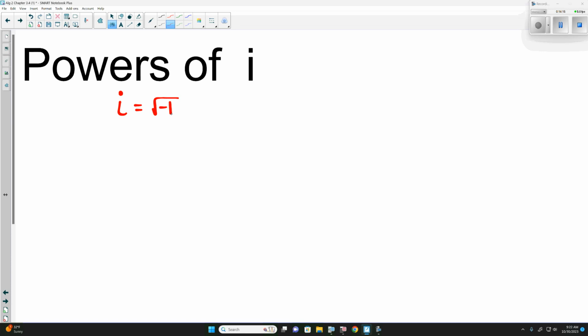Because we're talking about powers of i. We're talking about putting i to a power. Because i to the first is the square root of negative 1. That's just by definition. Now if I square it, so we'd have the square root of negative 1 squared. Well, the square root and square would cancel, telling us it is negative 1.